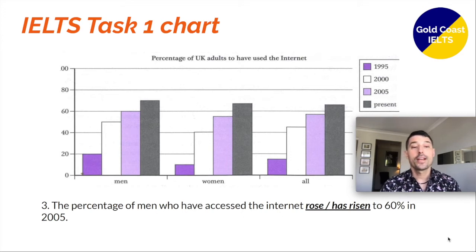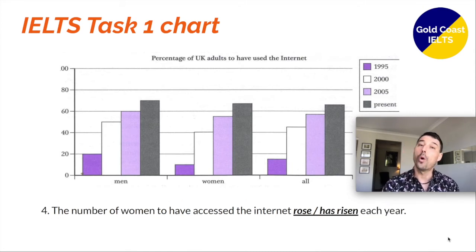Number three, the percentage of men who have accessed the internet rose or has risen to 60% in 2005. What do you think the answer is? Of course, the answer is the simple past rose, because this is talking about 2005, which is many years in the past. Number four, the number of women to have accessed the internet rose or has risen each year. What do you think the answer is? The answer is the present perfect simple has risen, because this is continuing until the present time.